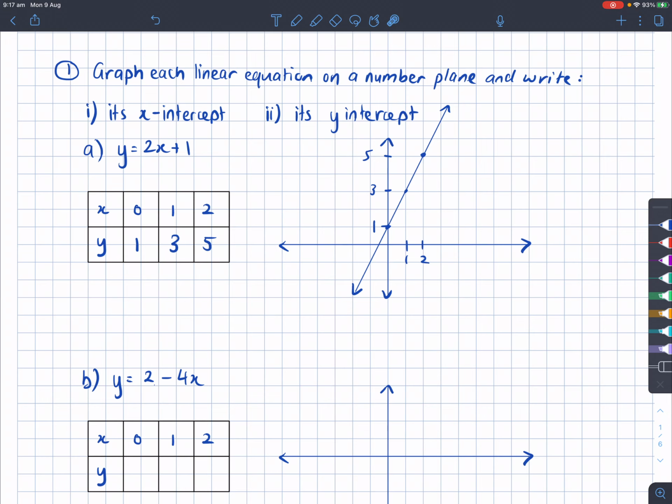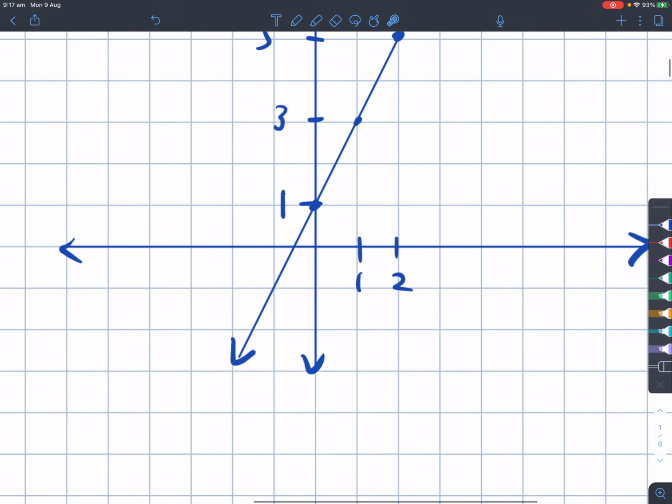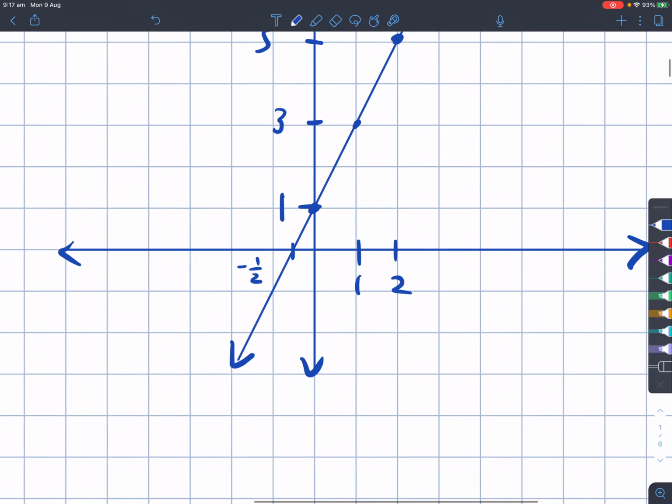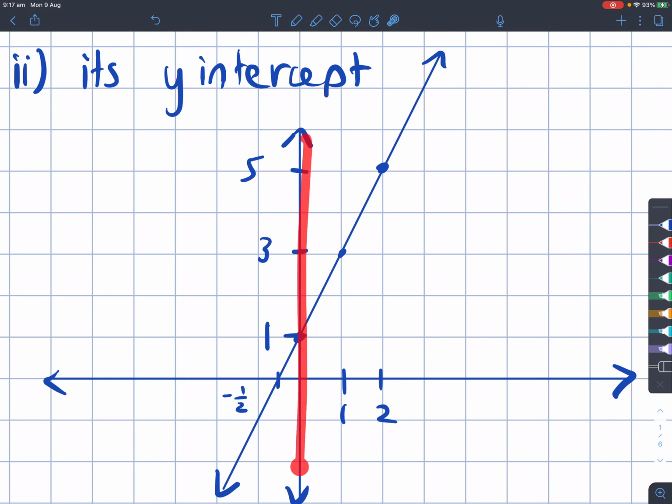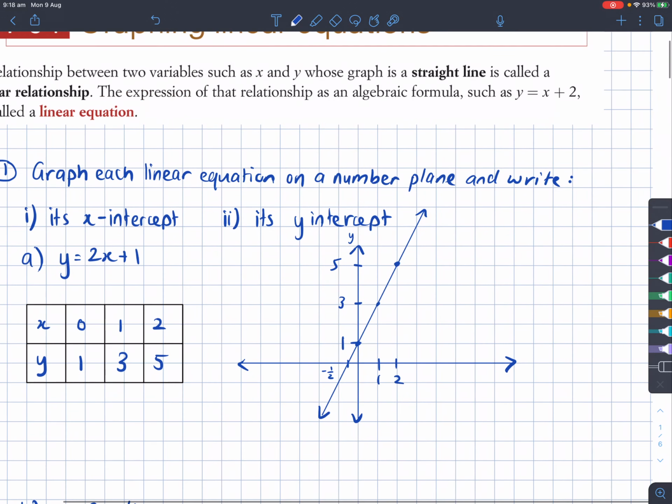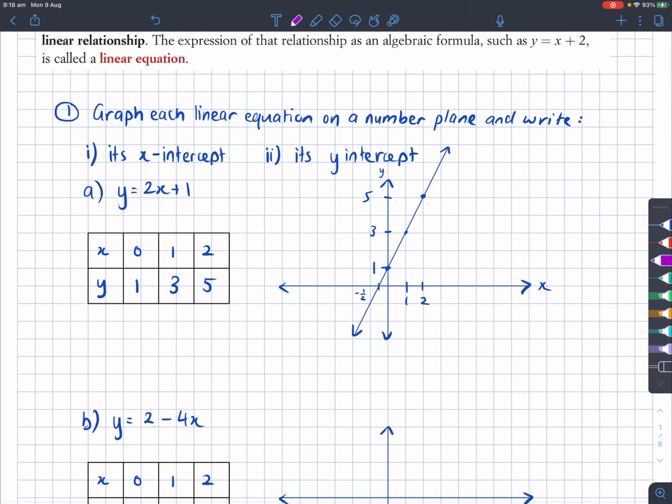Then what I have to do is find my x-intercept and y-intercept. My x-intercept here is basically where it would intersect the x-axis. If you have a look at the x-axis here, this is where it cuts the x-axis, which is -½. And for the y-intercept, where it cuts the y-axis, that's where y equals 1. So our x-intercept equals -½, that's where it cuts this line right there. And the y-intercept is equal to the number 1. So that's where it cuts this line, which is right here.